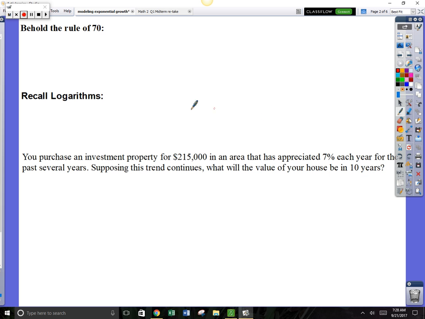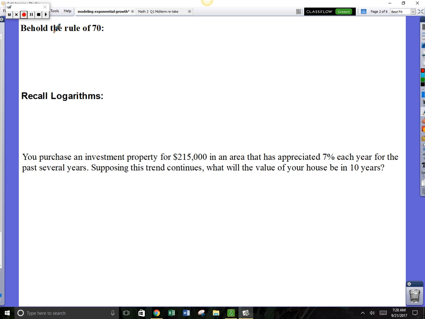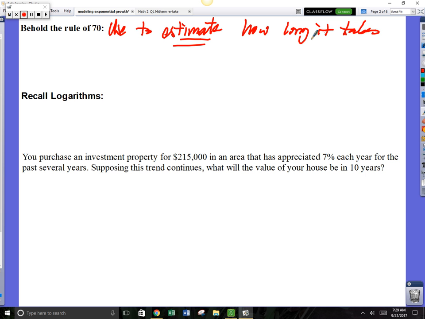Okay, then we introduce this cool trick. It's kind of a quick mental math trick. The rule of 70, you use it to estimate. So it's not exact, but it will give you a really close approximation of how long it takes for something to double. Investors use this a lot.